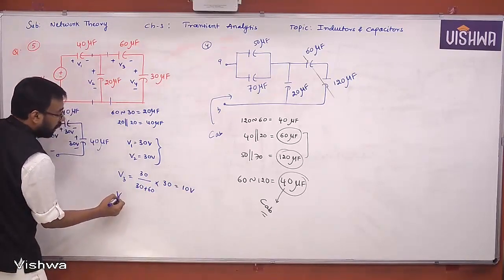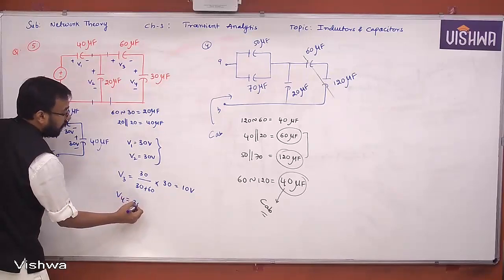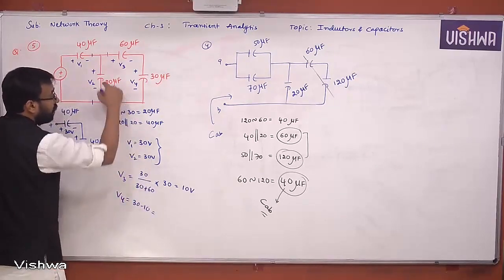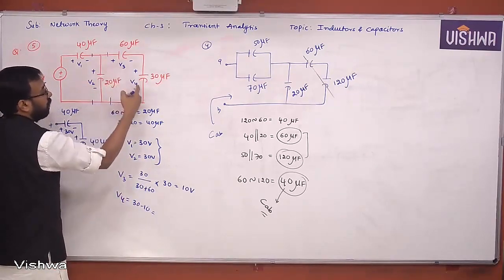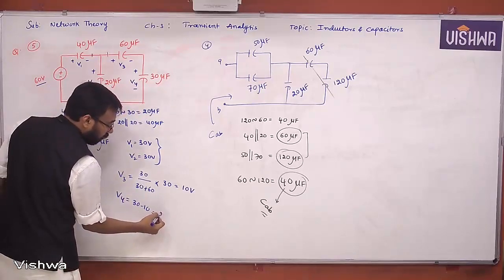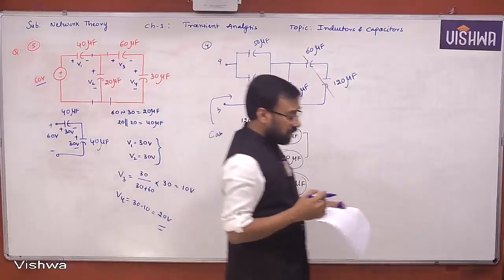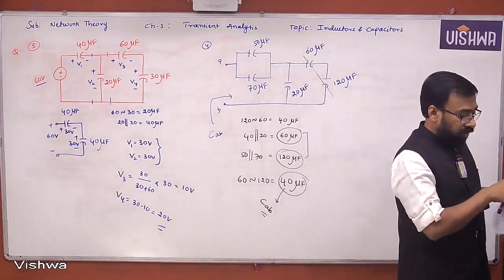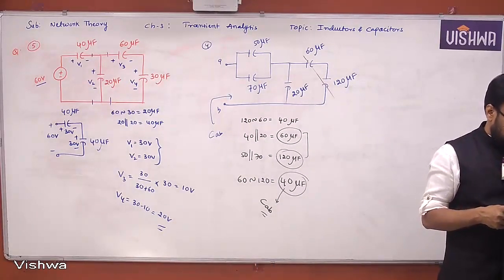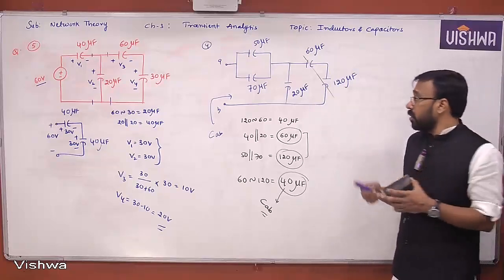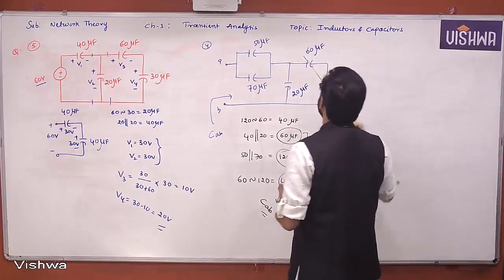Now what is the remaining voltage? There is no need to calculate. 30 minus 10, because to satisfy KVL in this loop, 30 minus 10 will be the next one, that is 20 volts. This is how you can calculate the voltage across each capacitor when DC excitation is given. Okay? Note it down, all of you. Quickly complete.